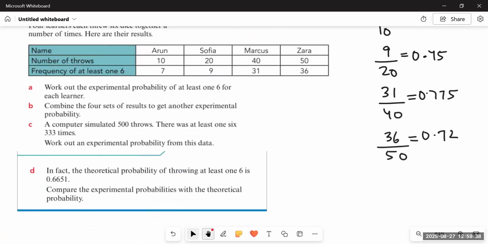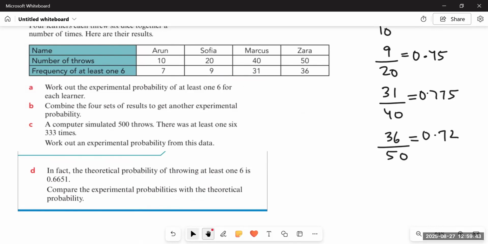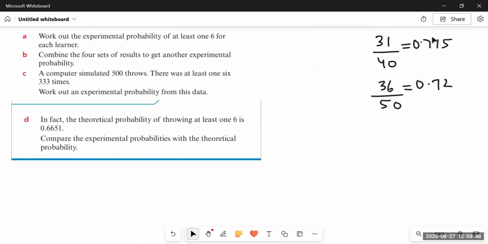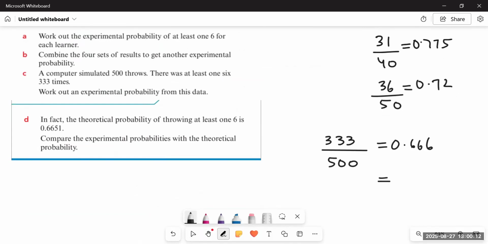Then what do we have to do in part C? It says a computer simulated 500 throws. There was at least one 6, 333 times. So it's very simple. We are already given all the values. So we will simply put 333 times because they have got the desired result 333 times, and the total number of throws was 500. So let's multiply it by 100% and we are going to get, if we divide 333 by 5, 66.6%. So it's 0.666, or you can say that 66.6%. So this will be the probability.